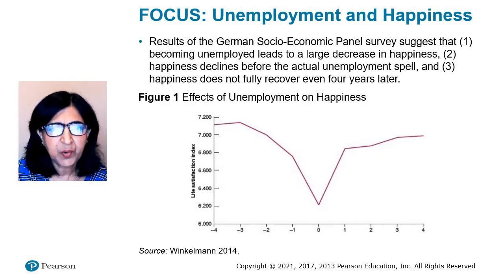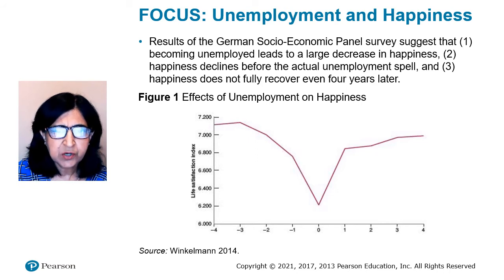Effects of unemployment on happiness are shown in Figure 1. The horizontal axis ranges from -4 to 4 in increments of 1. The vertical axis represents the life satisfaction index, which ranges from 6 to 7.2 in increments of 0.2. The graph is a curve that falls from 7.1 at -4 to 6.2 at 0 and rises up to 6.9 at 4.